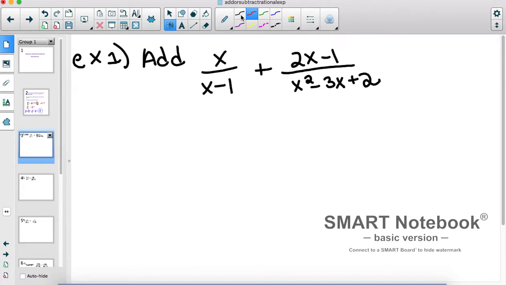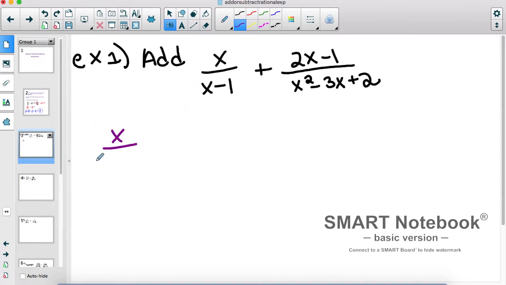So the first thing you want to do is notice this is a plus, so we can't just combine these right off the bat. We don't have the same denominator, so that's a problem. So the first thing we're going to do is factor. Okay, so you want to factor first because factoring is going to help us figure out our LCD.